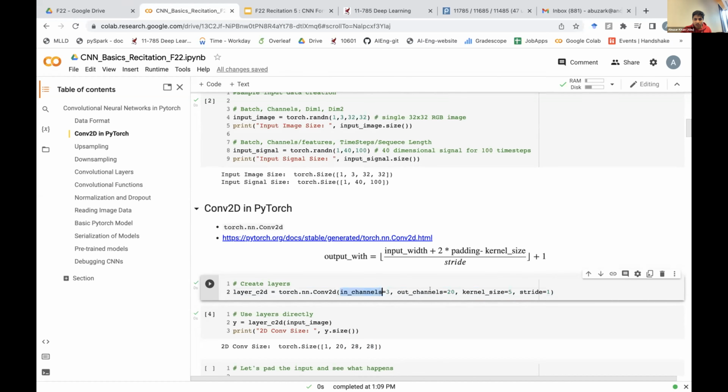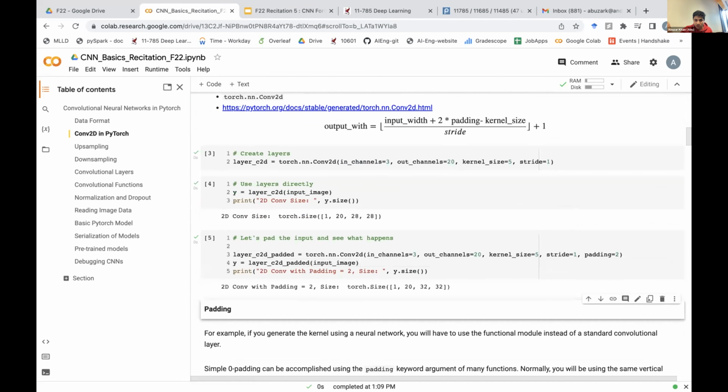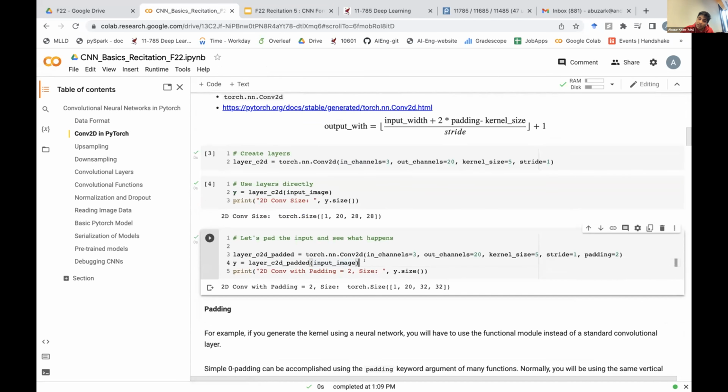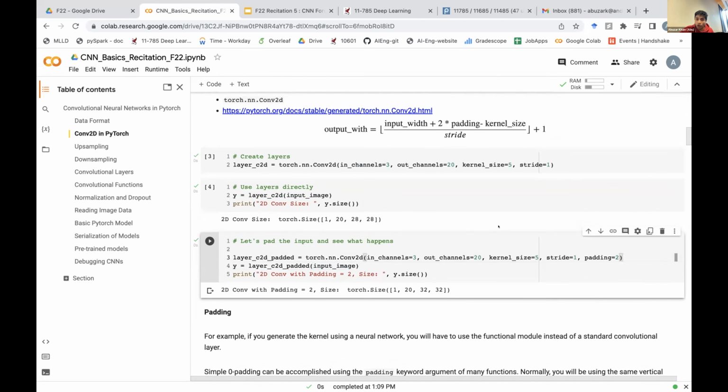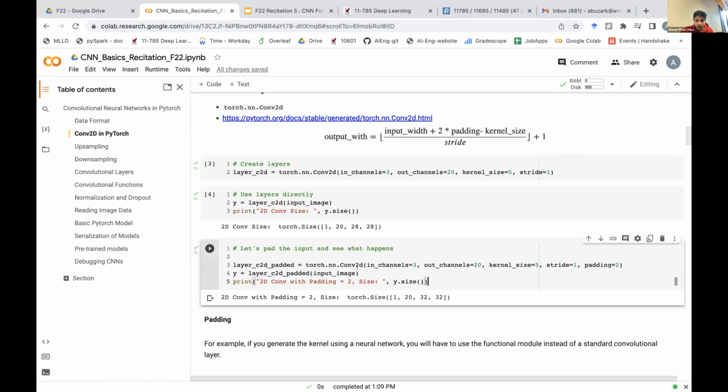You define how many channels are coming in, how many channels going out, what's the size of your kernel, and the stride. And of course, there are other parameters like padding and so on and so forth, which you can see in the documentation here. So as I was saying, we can see what happens when we pad it. And if you remember that one point about padding, that you can use it to preserve the input size, that's essentially what happened here. By using a padding size of 2, which we got to by solving this equation to maintain the output width as the input width. Oh, there's a little typo here. But yeah, with a padding of 2, we got the same output size as the input size.